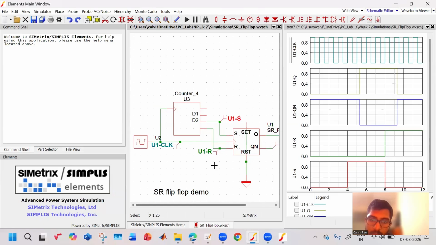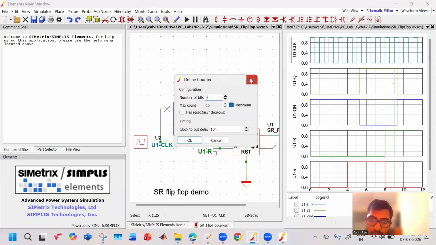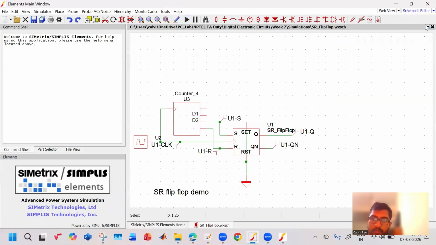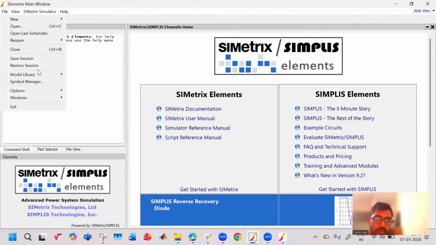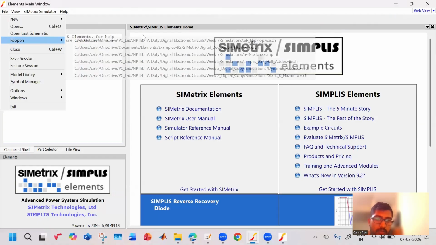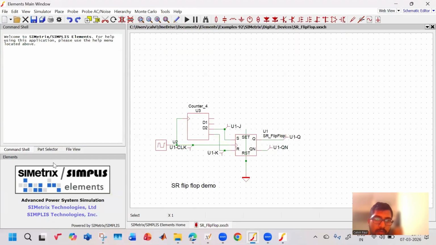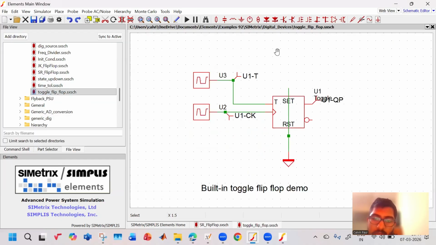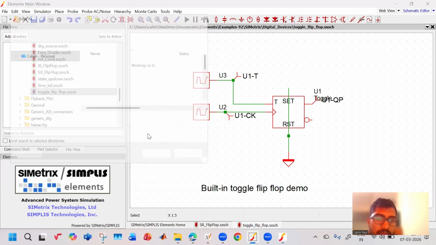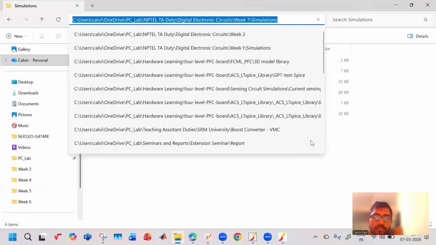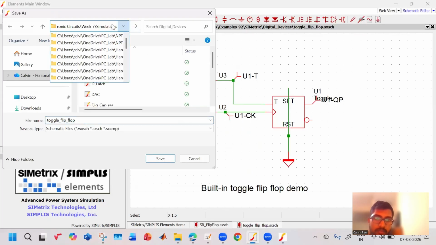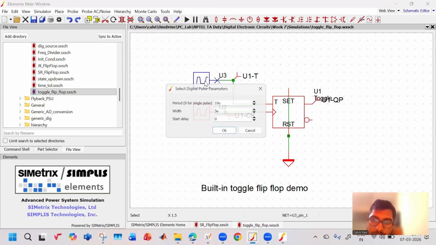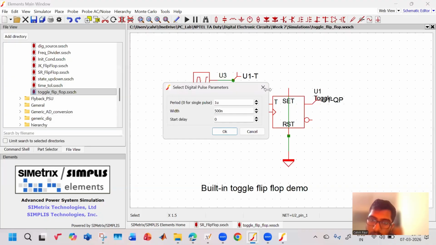So there is a demo of the SR flip-flop. Now, let us go to file. Let's try the toggle flip-flop. Okay, there's a toggle flip-flop. We'll save it. Toggle flip-flop. So this is a built-in toggle flip-flop. This is a pulse and this is the clock. Let us see the output.